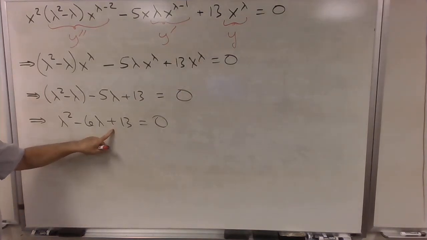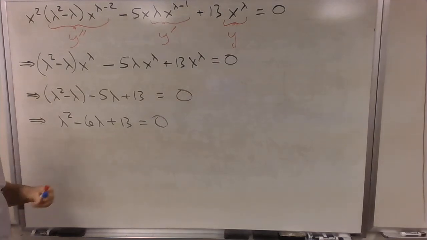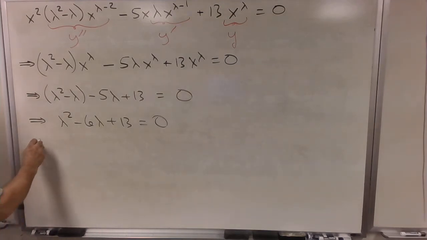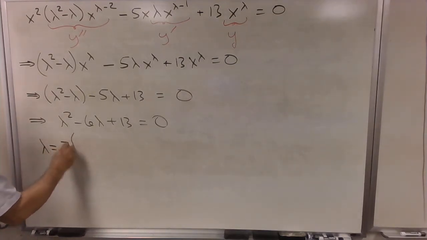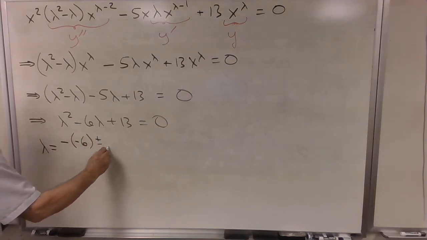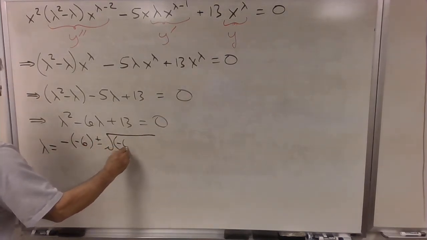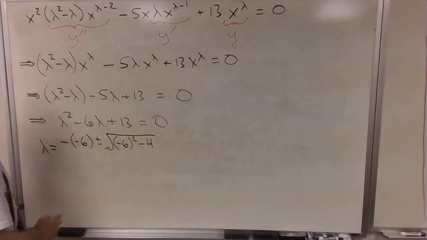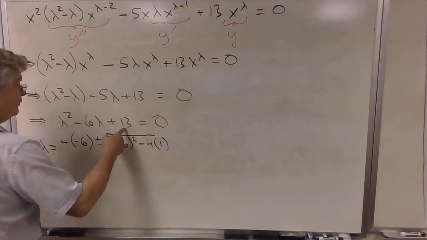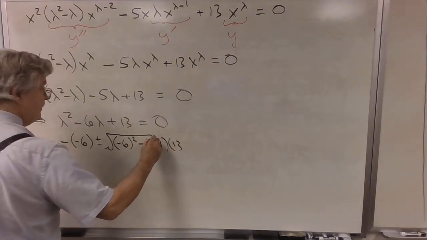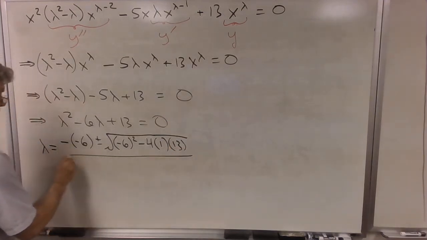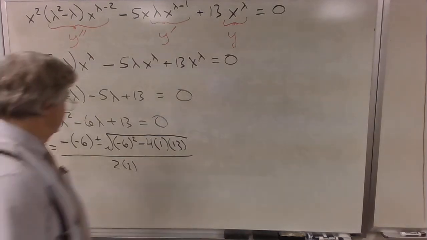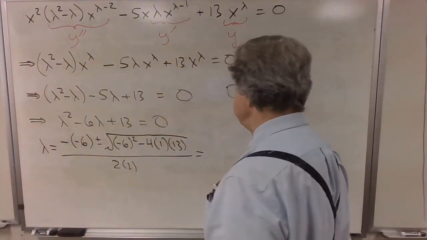I don't really see how to factor this, so I'm going to hit the chicken switch and use the quadratic formula. So negative b plus or minus square root of b squared minus 4ac, all over 2a, and hopefully this will simplify.